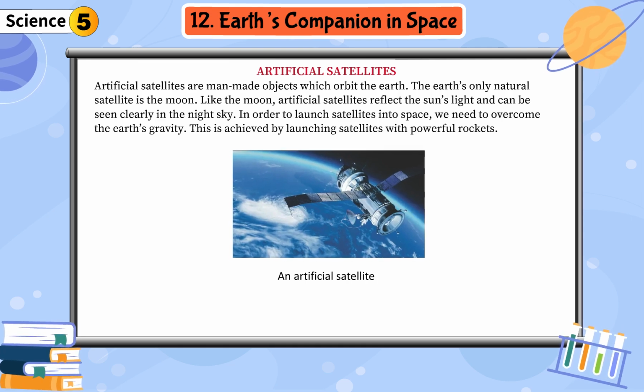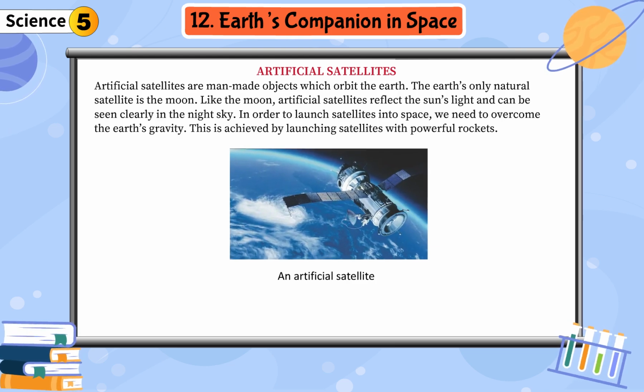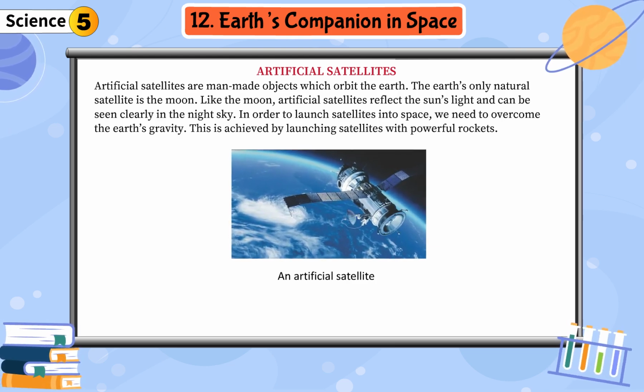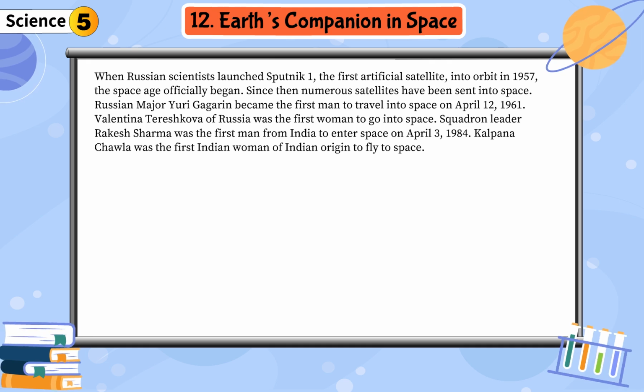Like the Moon, artificial satellites reflect the Sun's light and can be seen clearly in the night sky. In order to launch satellites into space, we need to overcome the Earth's gravity. This is achieved by launching satellites with powerful rockets. When Russian scientists launched Sputnik 1, the first artificial satellite, into orbit in 1957, the space age officially began. Since then, numerous satellites have been sent into space.